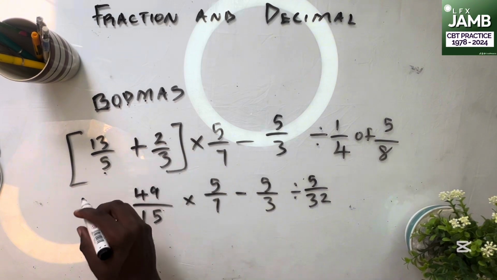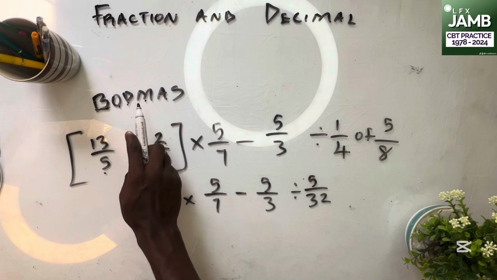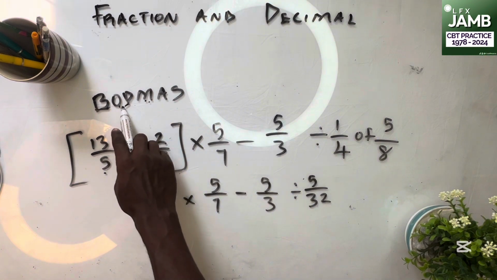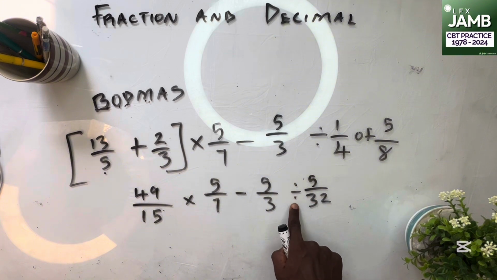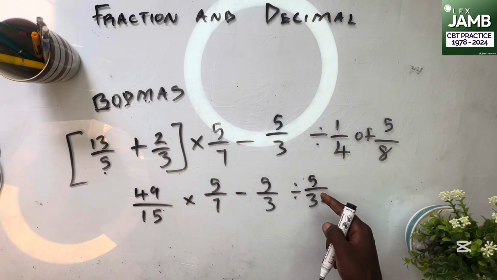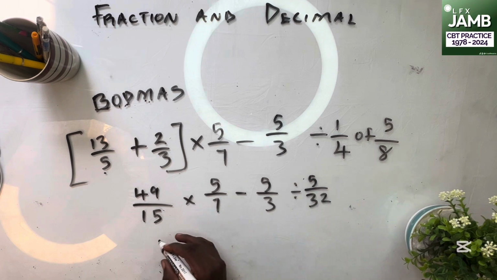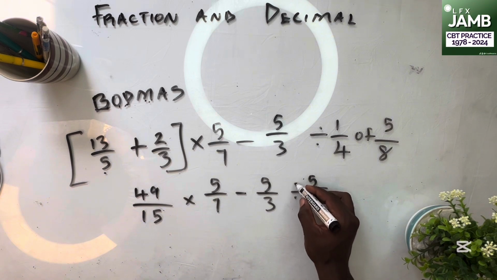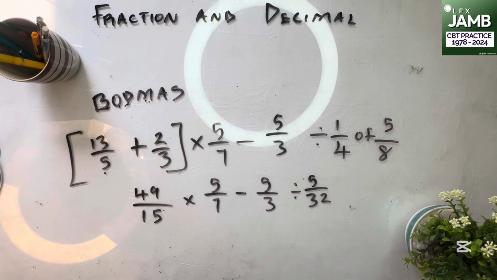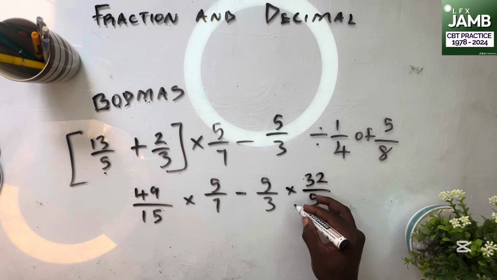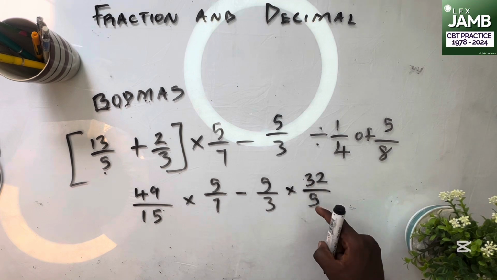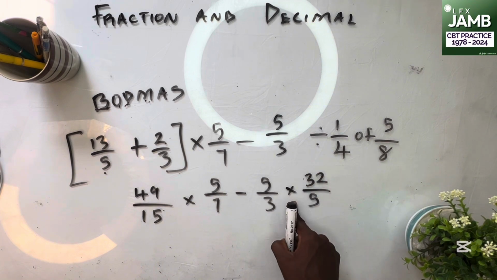So the next thing BODMAS says we should do is to look for our multiplication and our division. We have division here. Remember the rule of division: division is an inverse of multiplication. So we have to quickly find the inverse of this. So we are having 49 times 32 over 5. Remember the rule, when you turn it upside down, it becomes multiplication.